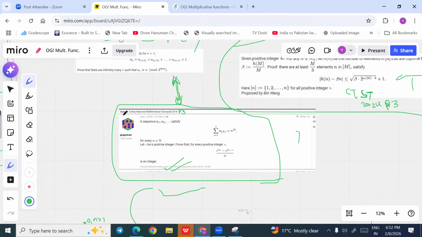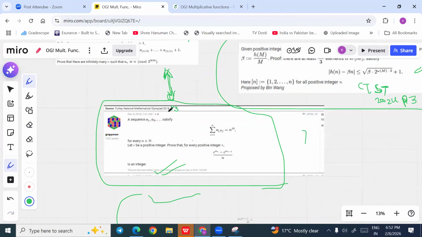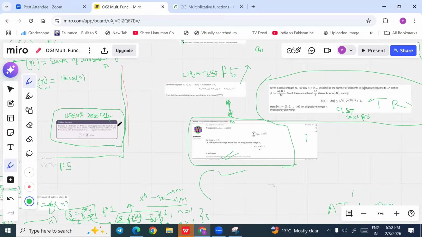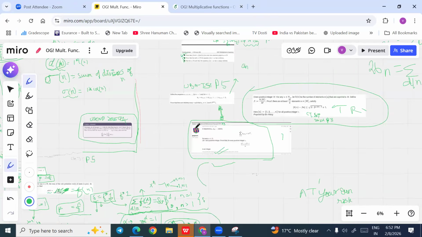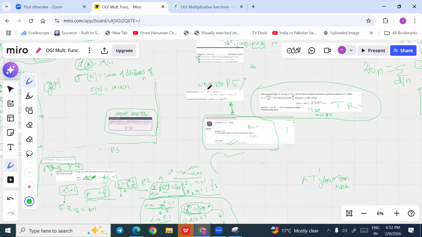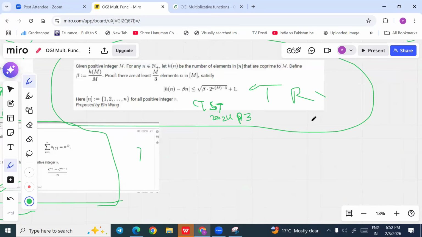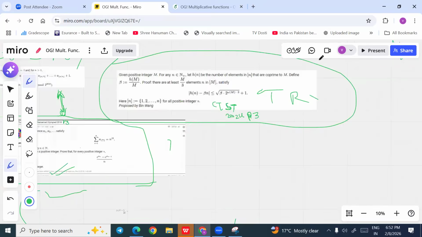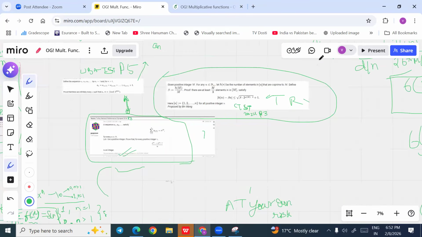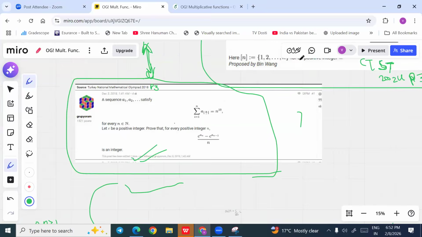Just take a screenshot of this. Turkey National Mathematical Olympiad P3, and this one also. And try this one as well, it's like China TST. Yeah, the previous one is the Turkey National Mathematical Olympiad. Oh, but it's problem 3, right? Yeah.